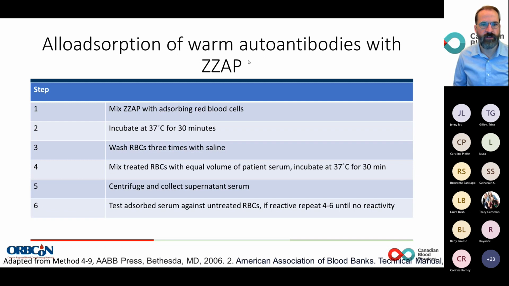So the principle behind alloadsorption with ZAP, or the method that's used, this is adapted from the technical manual. So you mix ZAP with the adsorbing cells, incubate at 37 degrees for 30 minutes, wash away with saline, and then mix the RBCs that have been treated with ZAP now with equal volume of patient serum and incubate for 30 minutes. Centrifuge, and then collect the supernatant serum for testing, tested against the untreated RBCs. And this step is looking to see, is there any autoantibody that's left behind, or if we cleared up the autoantibody through the adsorption step. If it's still reactive, then we need to repeat until we have no reactivity.